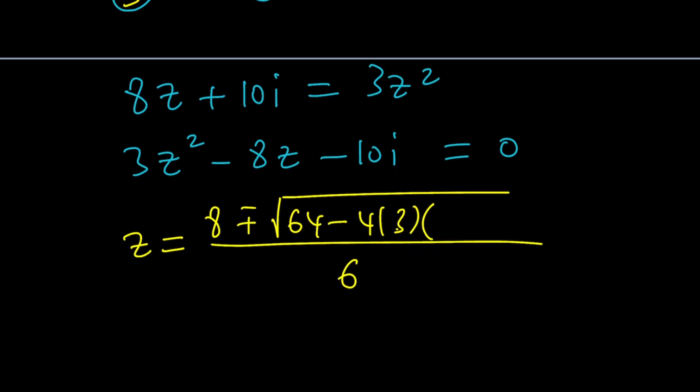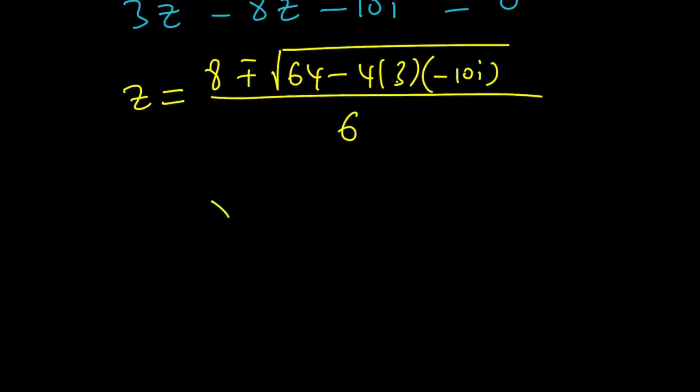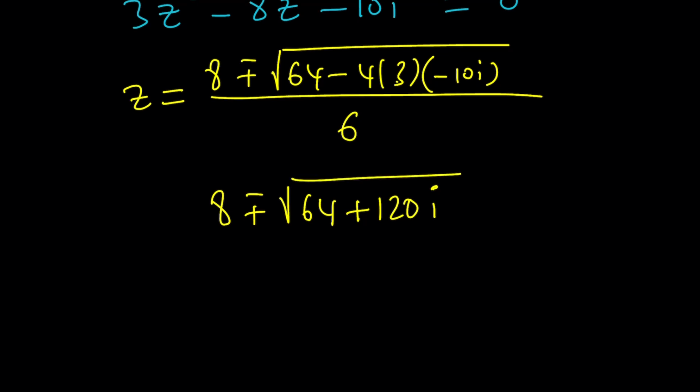It's supposed to be b squared minus 4ac. C is negative 10i, so it's just going to be a little different, of course, right? I keep getting real answers. So it's going to be plus 120i. Awesome. That makes more sense. And all of that is divided by 6.